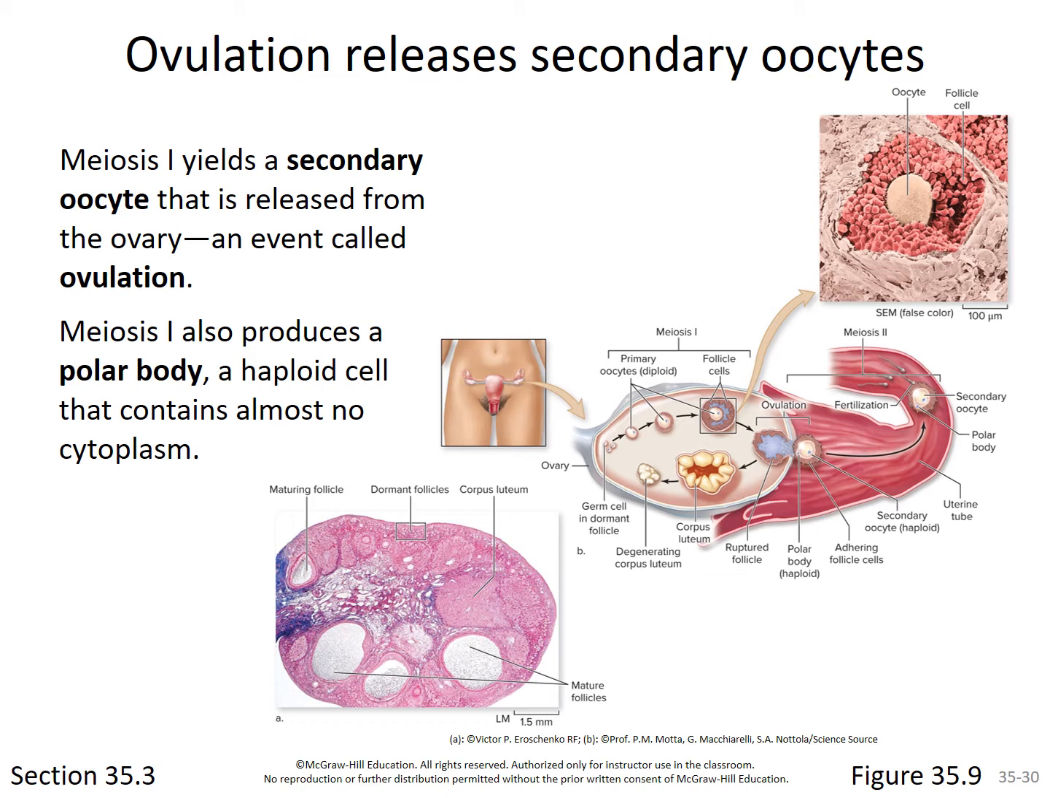At the same time, meiosis 1 also produces a polar body, and this is a haploid cell that doesn't contain much cytoplasm at all, and it's actually not a gamete. It's not something that can be fertilized. So this is where female reproduction really differs from male reproduction in terms of the gametes. So for a male, meiosis 1 will produce 2 viable cells. For females, meiosis 1 produces 1 viable cell and 1 non-viable cell.